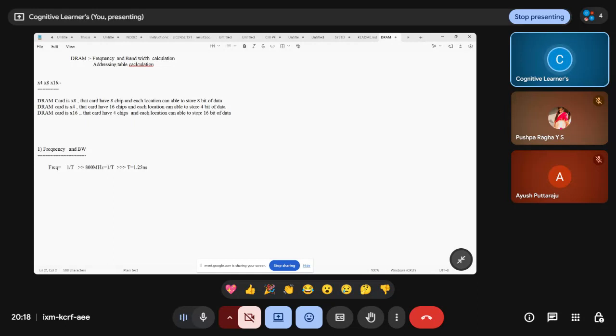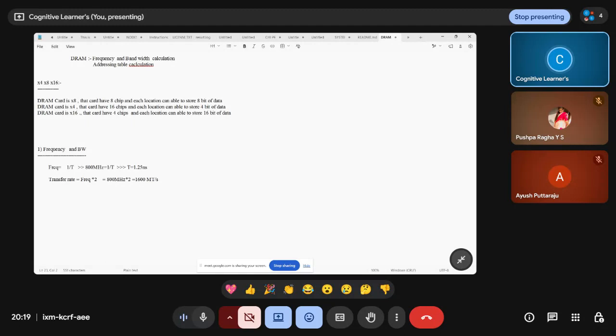Next, the transfer rate. The formula for transfer rate is double the frequency. What is the frequency in this scenario? The frequency is 800 megahertz. 800 megahertz times 2 is 1600 mega transfers per second.